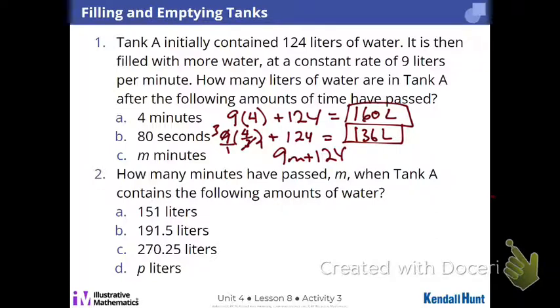I want you to try the same thing with number 2. D is going to be a little different, so focus on D once you get there. So we're going to reason through A. I'm not going to do all of them. We're going to reason through A and then use it to justify the answer to D.